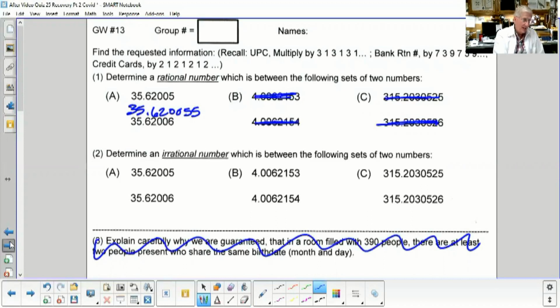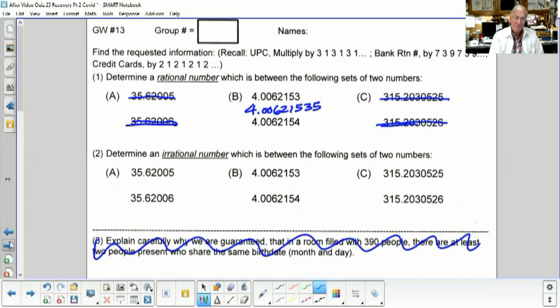Okay, if I go to the next one, if I add those 2 together on my calculator and divide by 2, I would get 4.00621535, and that's a rational number also, so I'm all finished with that one. I could make other rational numbers there if I wanted to, but why bother? I ask you to come up with a rational number that's between them, and you have.